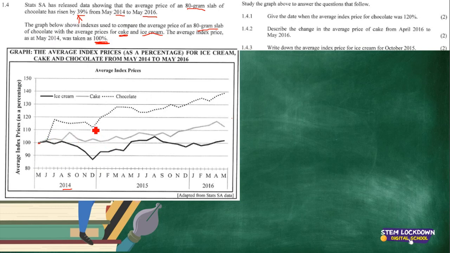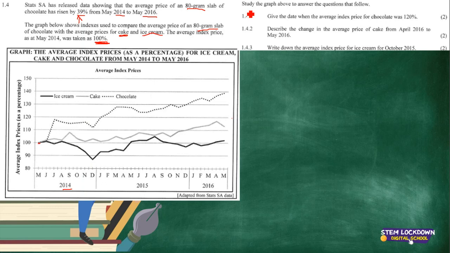You need to identify these three graphs. The first graph is ice cream, represented by a bold line. The middle one is cake. And the last one is chocolate. So people are loving chocolate. The more people buy an item, the higher the percentage increase of that item, because the demand is high. Now let's look at your questions. Let's understand what is going on here.